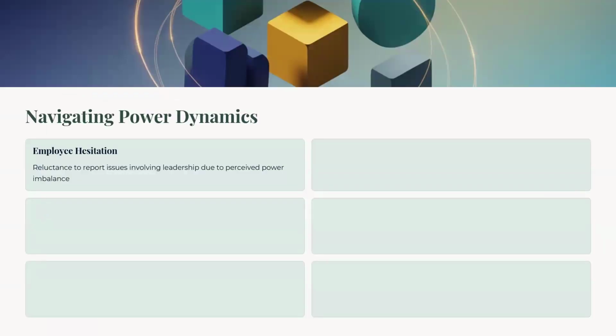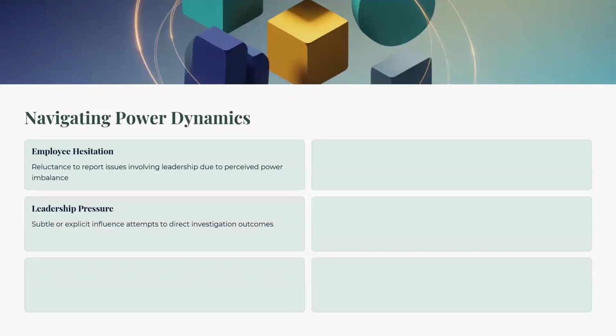So when we're dealing with senior leaders and executives, unfortunately, what we can often deal with is that influence, either directly or indirectly, based on power dynamics. And so we want to be sure that we are navigating power dynamics by recognizing first certain signs, such as employee hesitation. Oftentimes, employees are reluctant to report issues involving leadership due to that perceived power imbalance. There can be concerns about how that will impact their career, whether there may be retaliation or blowback. And so folks may be hesitant to come forward.